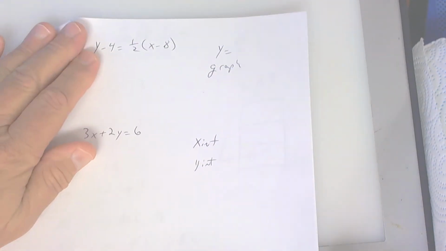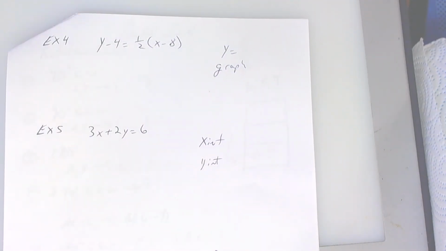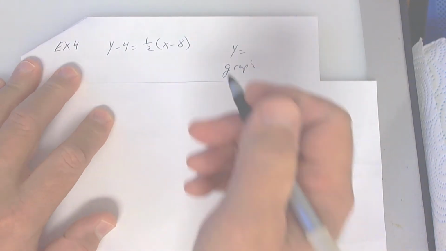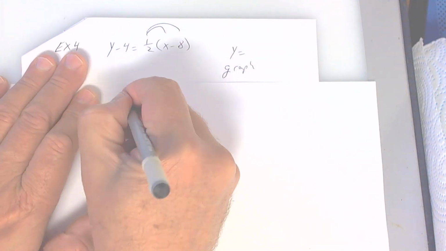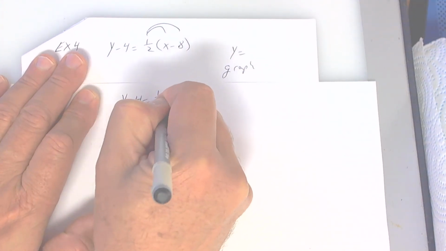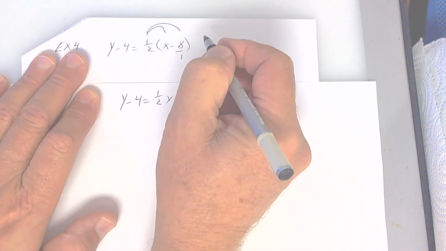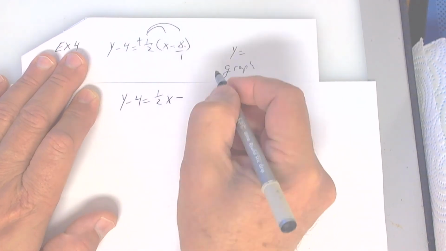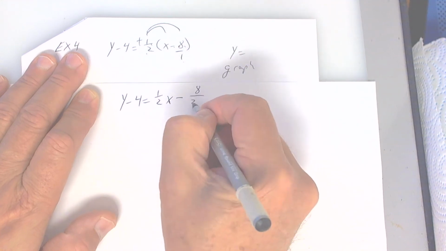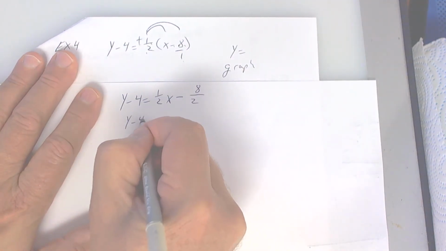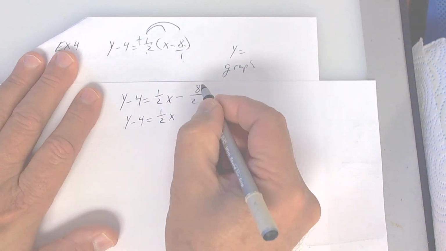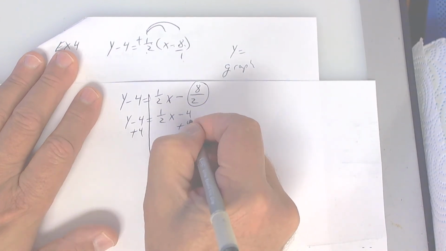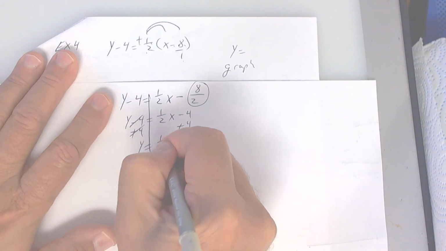Example 4. First thing you got to do is get y by itself and then graph it. Okay, so copy that down. We're going to distribute. So you're going to get y minus 4 equals 1/2 x. Put a 1 under here. A positive times a negative, that's 1 negative. 1 times 8 is 8. 2 times 1 is 2. So I'm going to get y minus 4 equals 1/2 x. This becomes minus 4. I'm going to add 4 to both sides, and I get y equals 1/2 x.